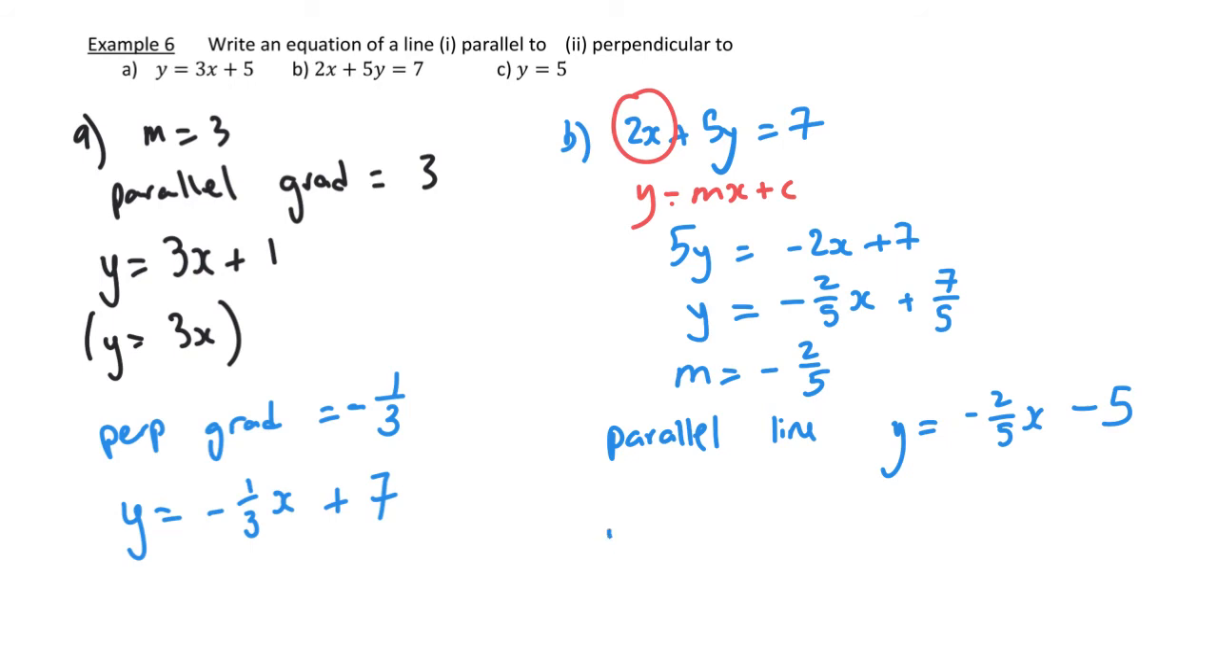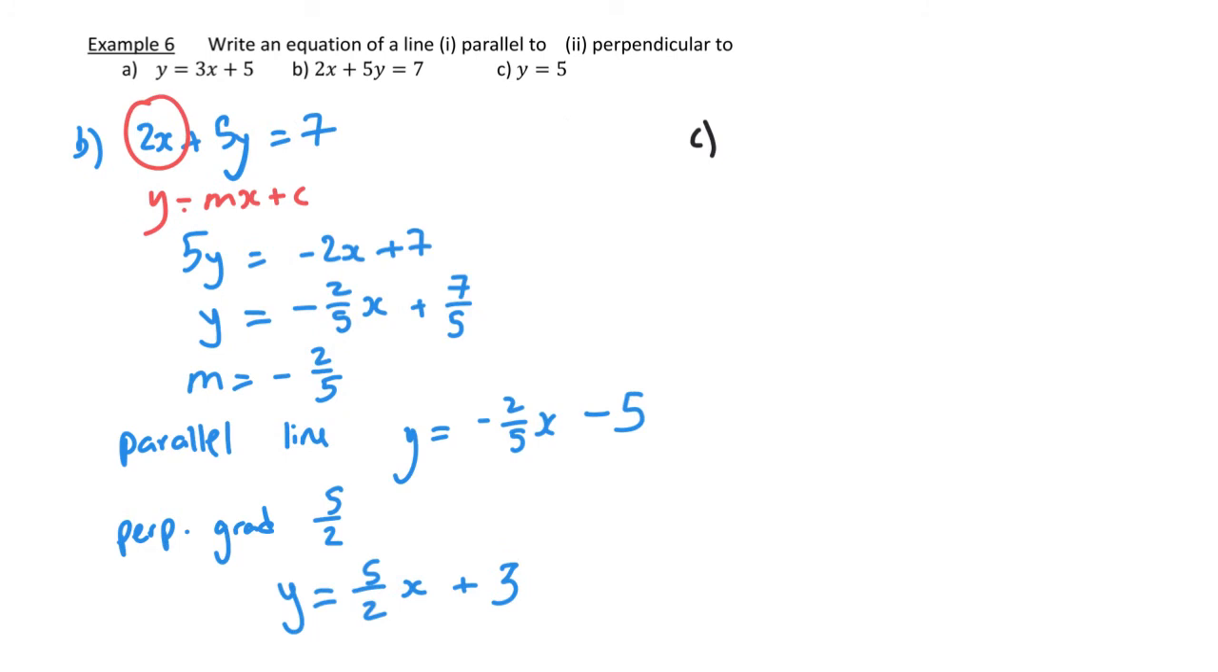For the perpendicular line, we need to work out the perpendicular gradient first of all, and that's going to be the negative reciprocal of minus 2 over 5. So if we turn the fraction upside down, we get 5 over 2, and because the gradient was negative, the negative of a negative is a positive, so it's going to be 5 over 2. So the equation of the perpendicular is going to be y equals 5 over 2 x plus anything, so let's say plus 3.